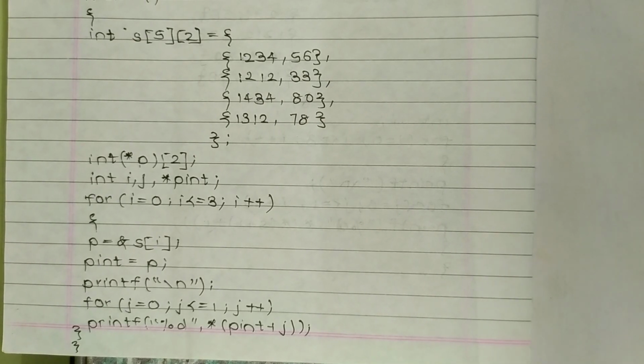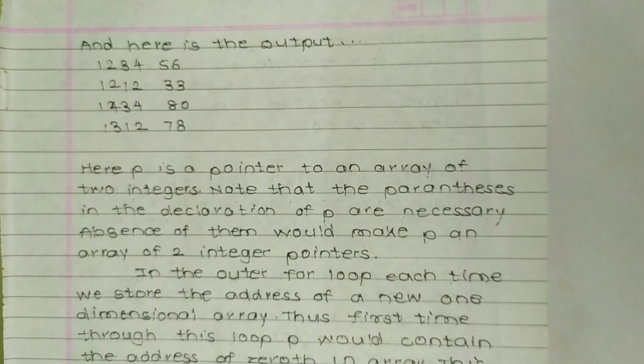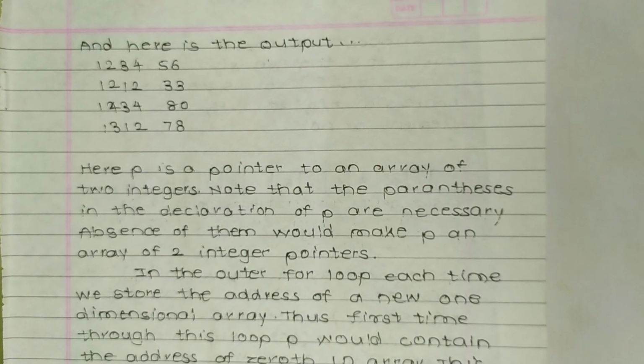For loop i is equal to 0, i is less than or equal to 3, i plus plus. p is equal to ampersand s[i], pint is equal to p. printf \n, that is for going to the next line. For j is equal to 0, j is less than or equal to 1, j plus plus. printf %d, comma *(pint plus j). And here is the output: 1234, 56; 1212, 33; 1434, 80; 1312, 78. Here p is a pointer to an array of 2 integers.